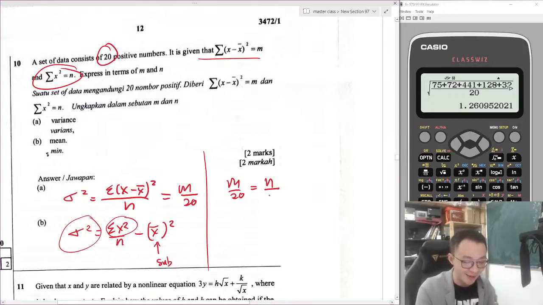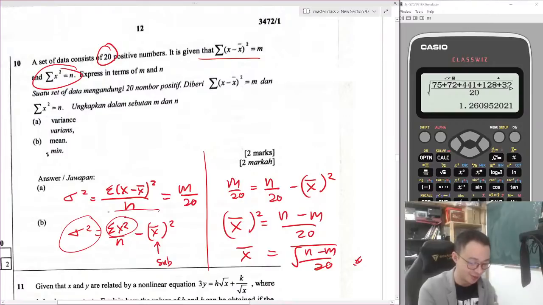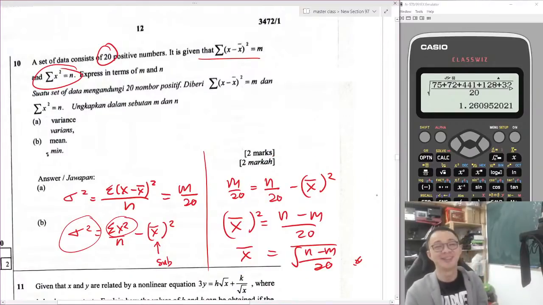I know my n is 20 minus mean square. So therefore, mean square is equal to (n minus m) over 20. Therefore, mean is equal to the square root of (n minus mean) over 20. I'm not sure why I do so much work for 1 mark, but this is what it is.